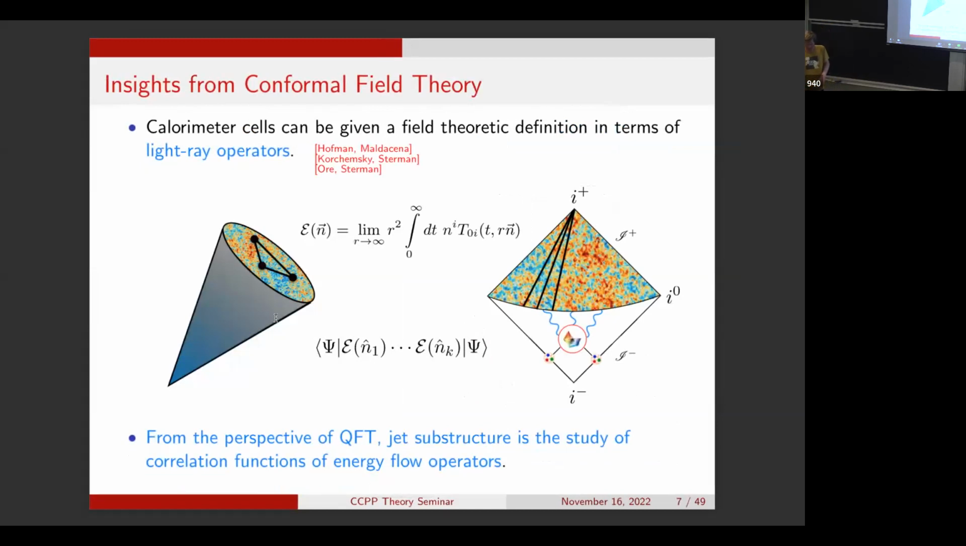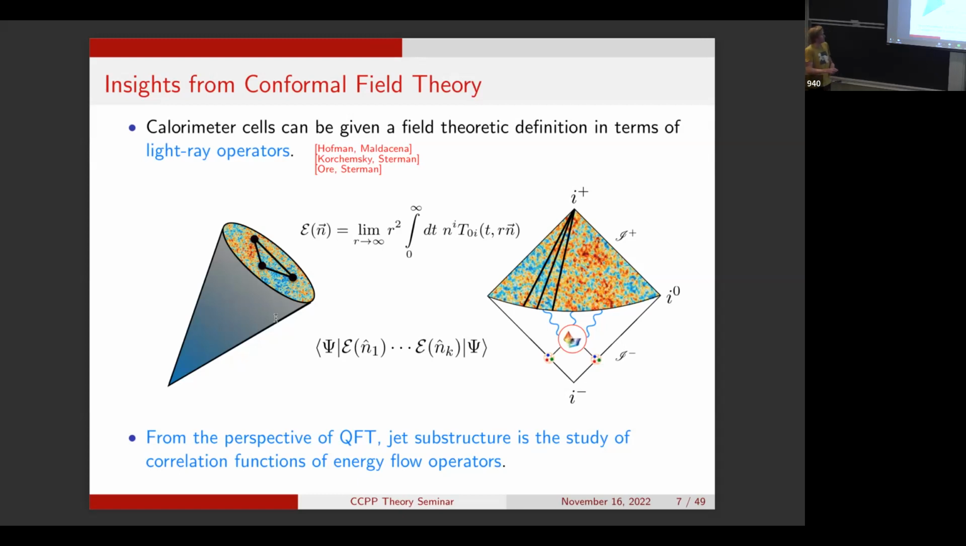And so one neat thing which developed quite a long time ago, but was rejuvenated more recently by Hofman and Maldacena, was that one can actually give precise field theoretic definitions for what one means by a calorimeter cell at a hadron collider. This is actually very intuitive; depending on your background, it's an energy flow or ANEC operator.